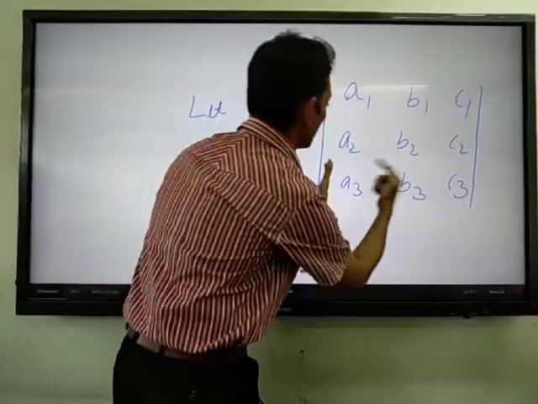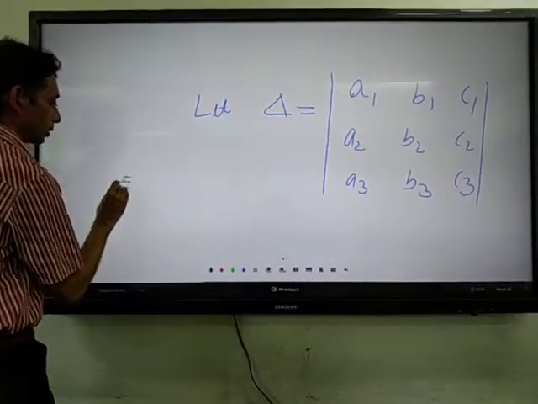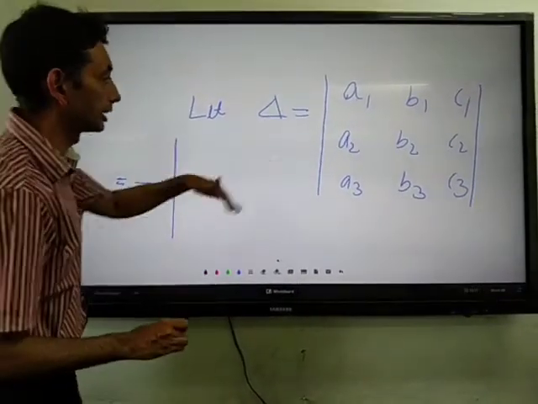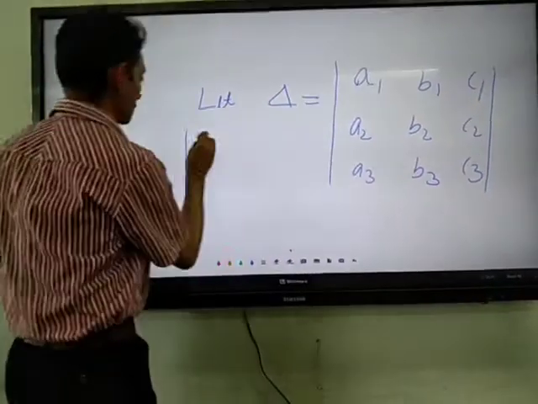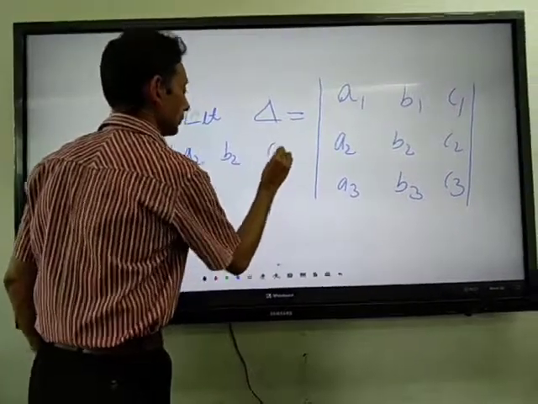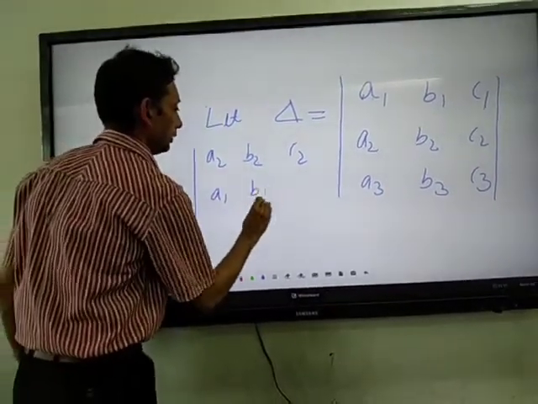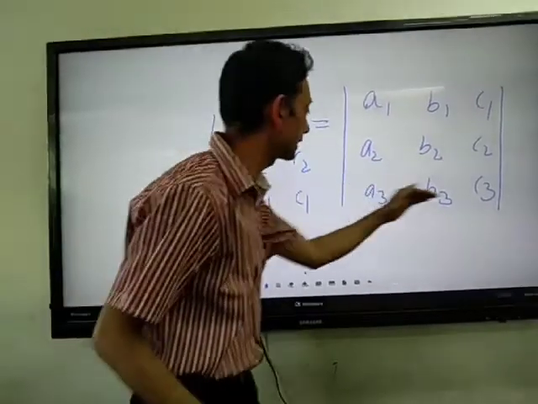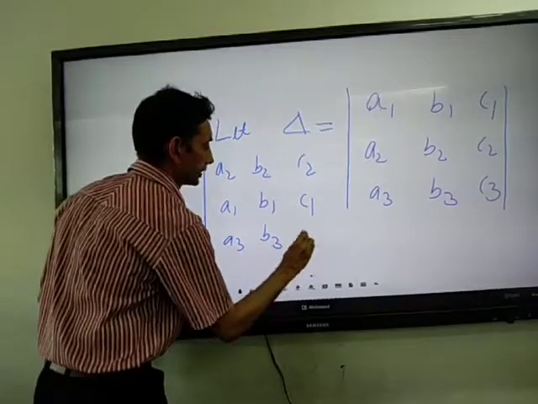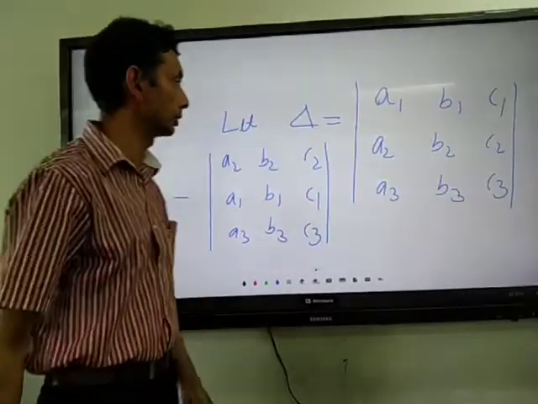First we will interchange the first row and the second row. If we interchange the first row and the second row, the determinant will be multiplied by a minus sign. So we'll be shifting the second row to the first row position, A2, B2 and C2. Then we'll bring down A1, B1 and C1, and we are not changing anything in the third row, A3, B3 and C3. Okay, we are interchanging the first two rows.